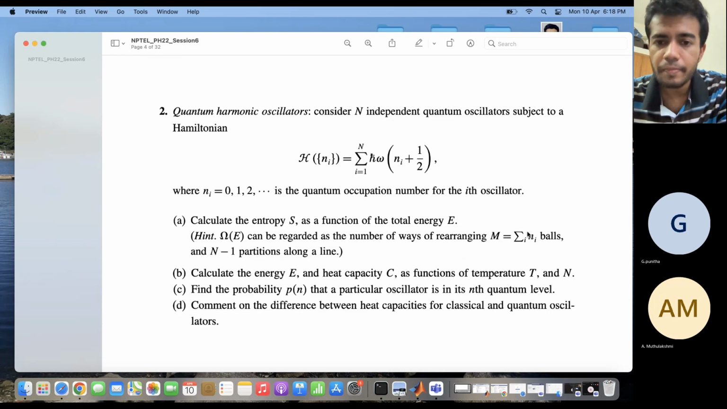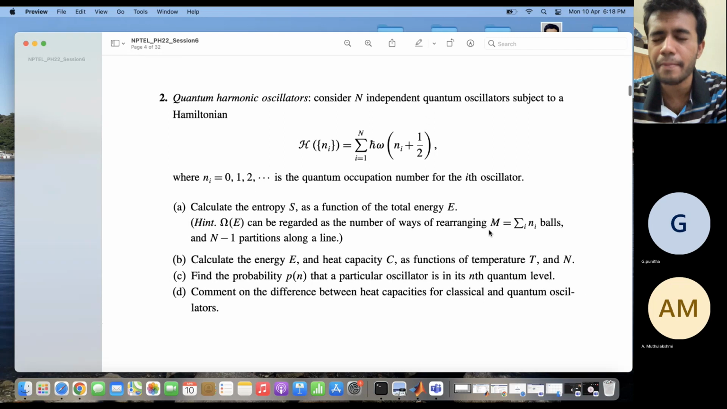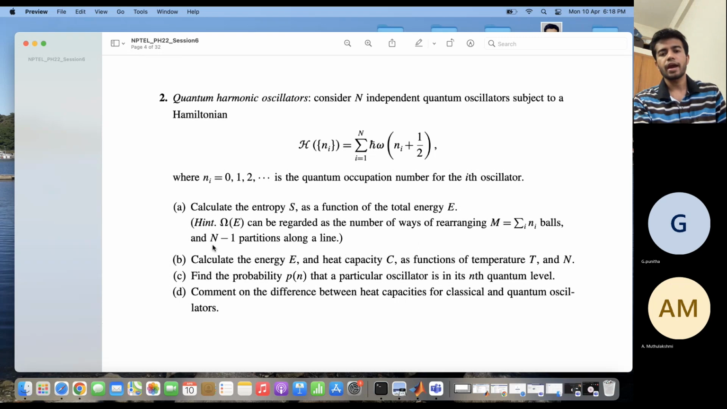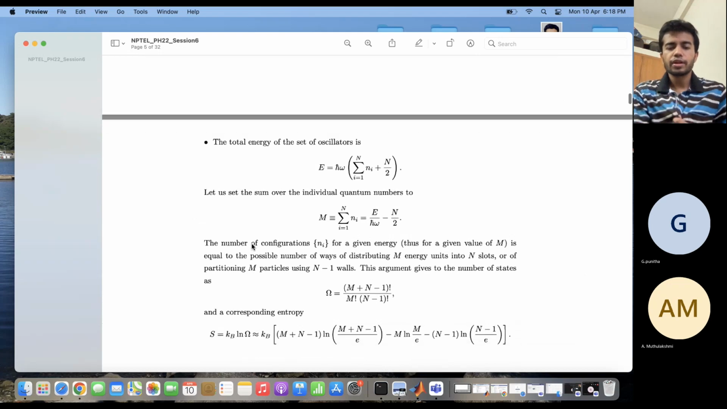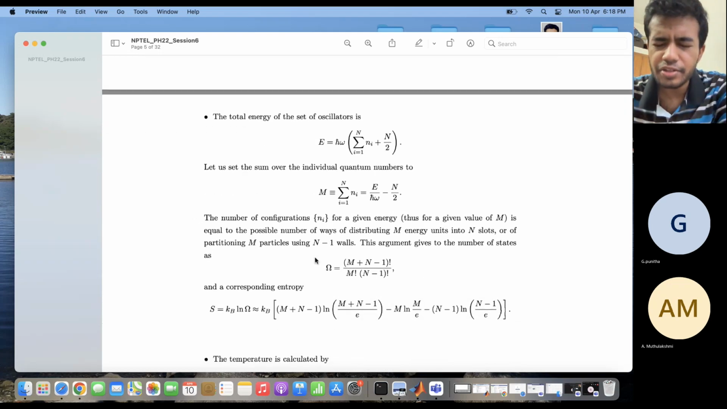Now, here by balls, I am representing one particle. A given particle can be on any energy level, and there are capital N energy levels. So this basically becomes a problem of how I can arrange the total number of particles into different energy levels. Basically, I have to arrange the M particles into N energy levels. That is like arranging M balls and N minus 1 partitions along a one-dimensional line. So what are the possible ways of arranging M balls and N minus 1 partitions along a given line? That number of possible arrangements is given by omega, which is this.